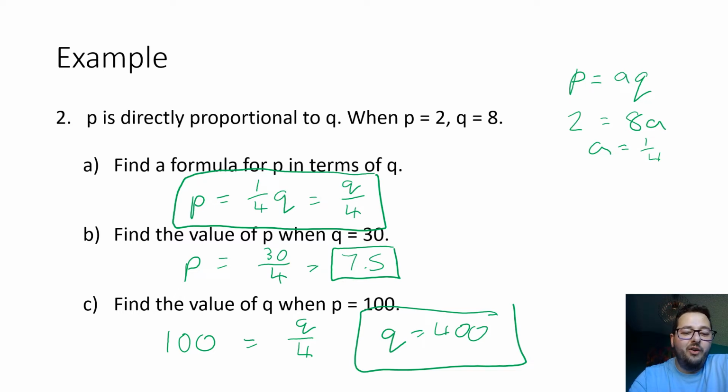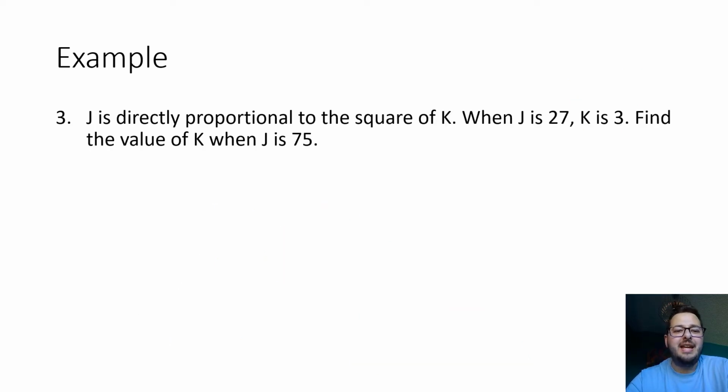Okay. All right, next one. Okay, so we've got J is directly proportional to the square of K. So this is slightly different, but it's the same idea. It says J is directly proportional, so a times the square of K. So instead of K, it's going to be K squared. That's all that means.